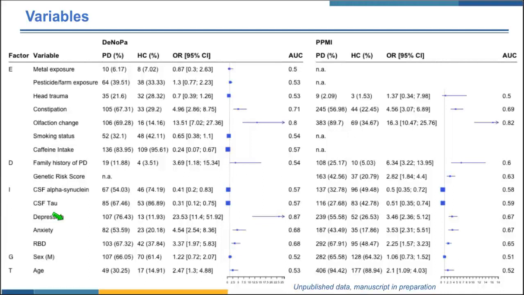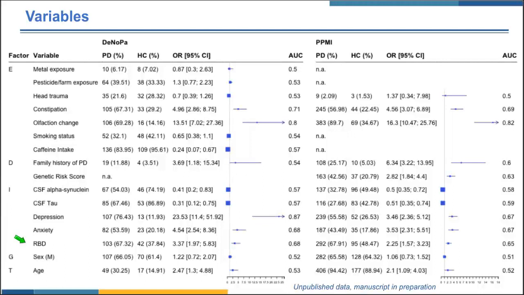Then there are three non-motor aspects of PD: depression, anxiety, and RBD. RBD is REM sleep behavior disorder. Some people will act out their dreams, waving their arms or even hurting their bed partners. These are some aspects of RBD.